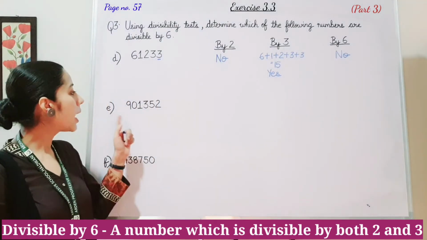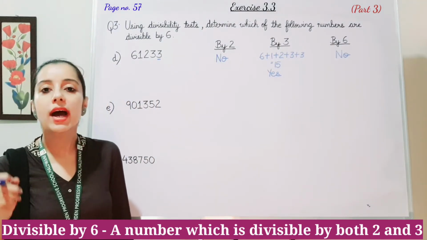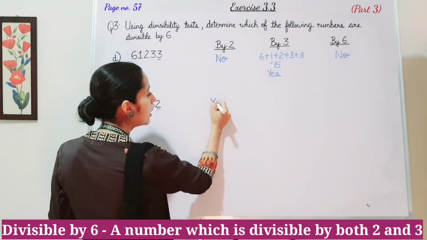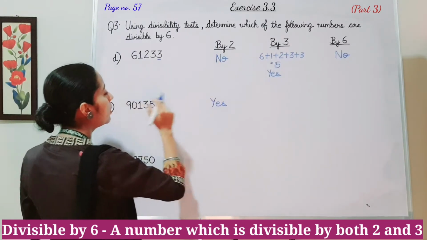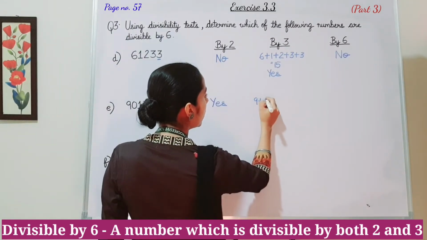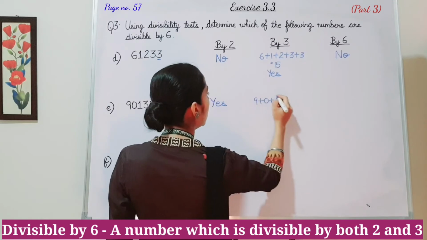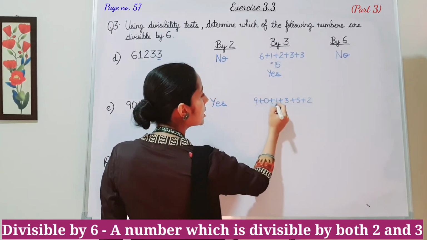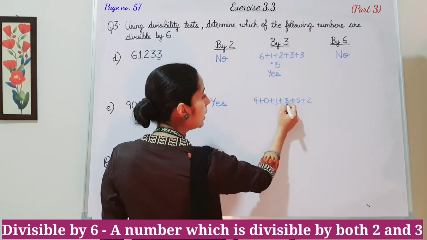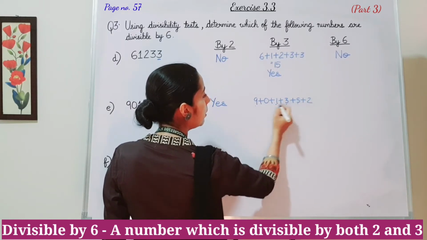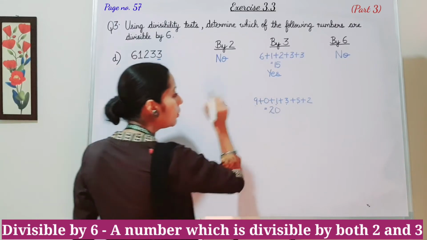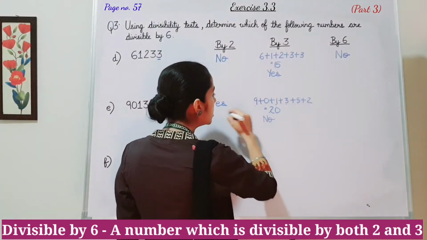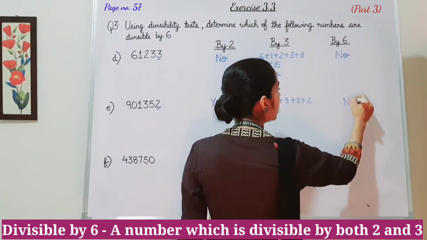Now next part, 901352. So at ones place we have here 2. So yes, it is divisible by 2. So divisibility by 3, let us add 9 plus 0 plus 1 plus 3 plus 5 plus 2. 9 plus 1, 10. 10 plus 3, 13. 13 plus 5, 18. 18 plus 2, 20. Does 20 come in the table of 3? No. So it is not divisible by 3. So it will also be not divisible by 6.